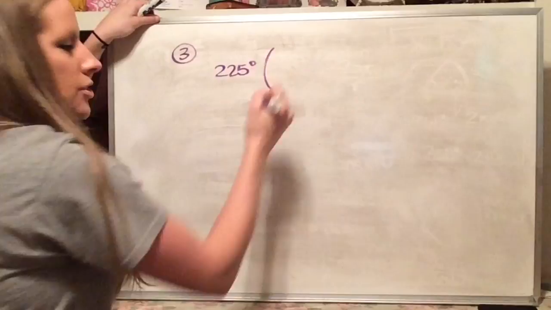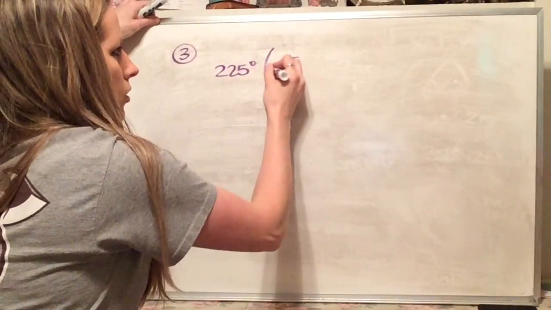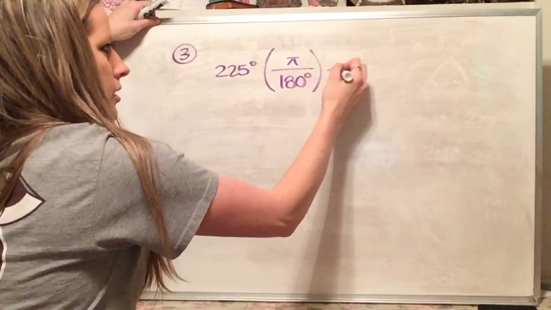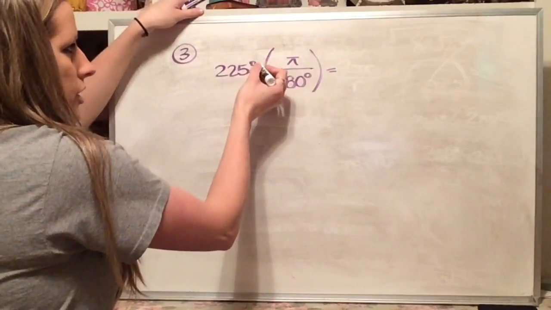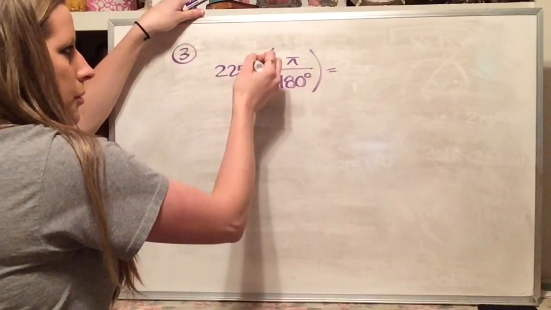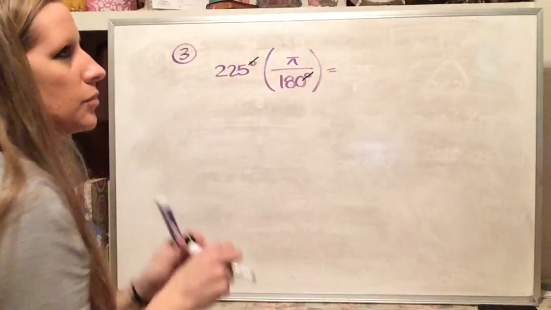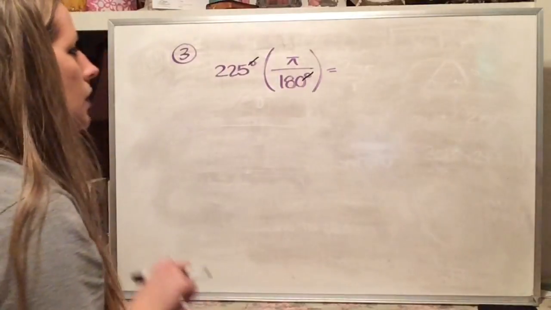If I'm going to change it to radians, I'm going to multiply it by pi over 180 degrees. Okay, so you see how I have degrees in the numerator and the denominator, those will cancel. That's what I was talking about before. That's how I remember what to multiply by.